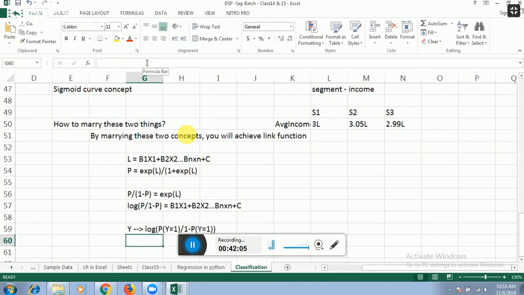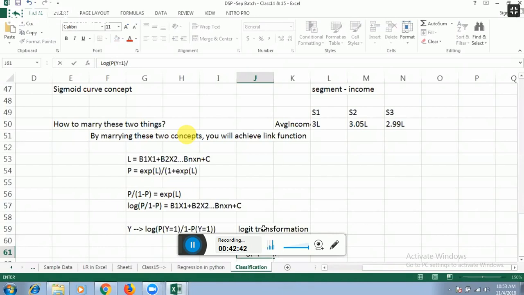Okay, so this transformation, where your y is converted into log of p by 1 minus p, is what we call the logit transformation. So the logit transformation is log of p by 1 minus p. That means your y is converted into log of probability of y equal to 1 by 1 minus probability of y equal to 1. This is the same as log of probability of y equal to 1 by probability of y equal to 0.